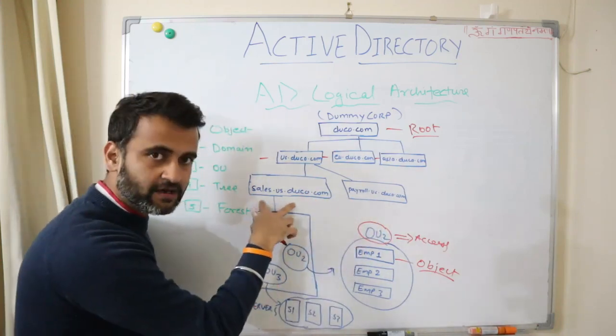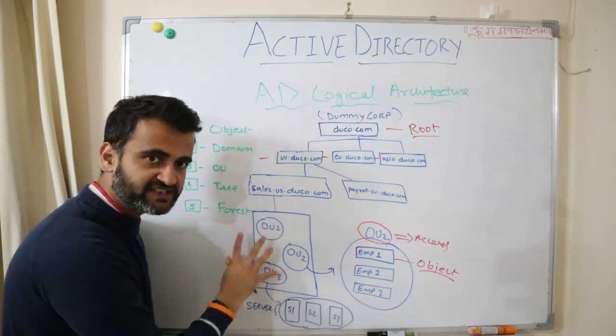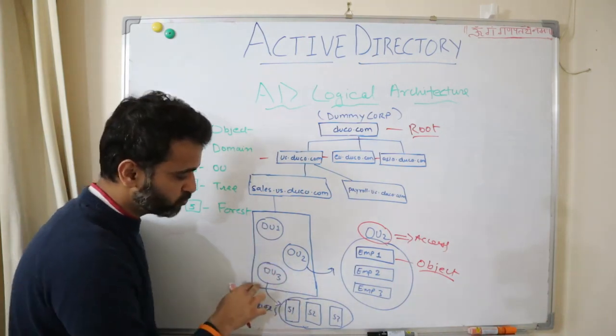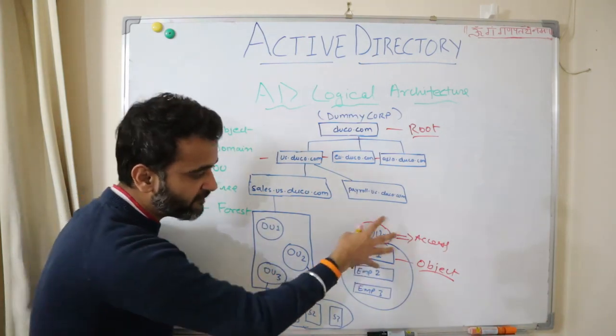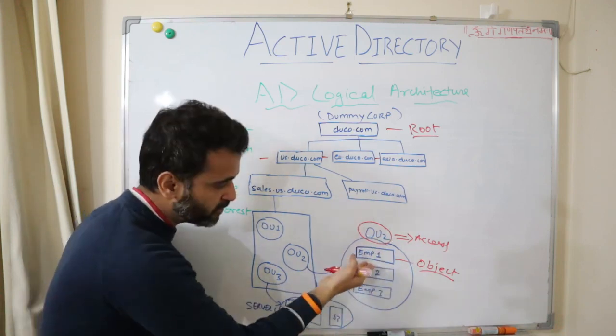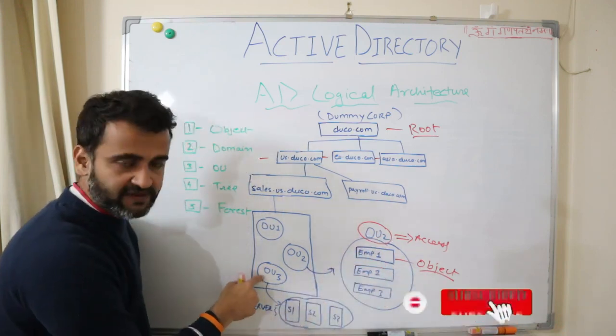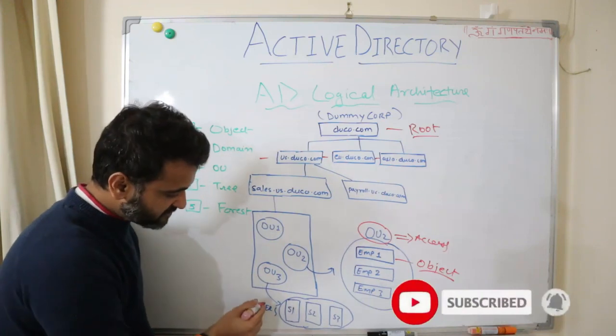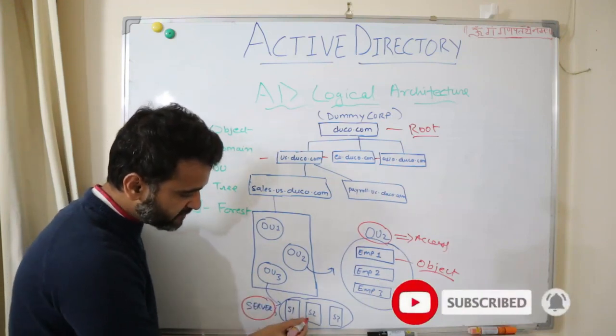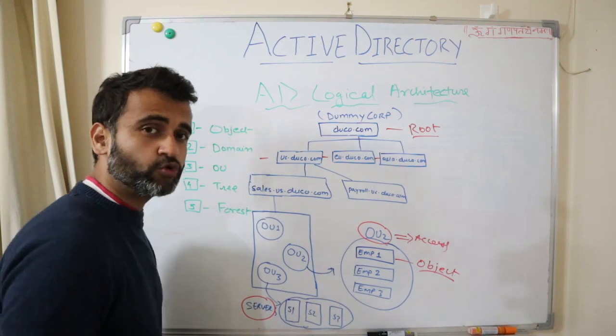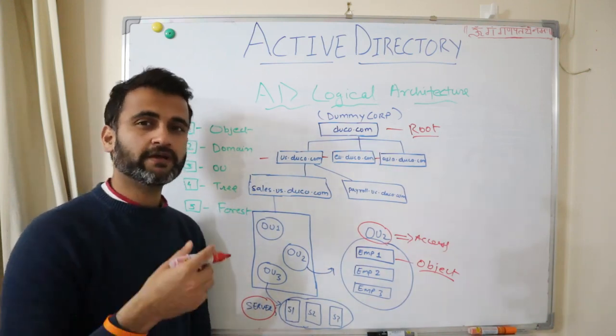Under the sales subdomain we have organization unit OU1, OU2, OU3. Under OU2 we have all the employees details, employees added as object, and similarly for OU3 we have all the servers, server 1, server 2, server 3. As I said, object could be anything. It could be employee, it could be printer, it could be server.